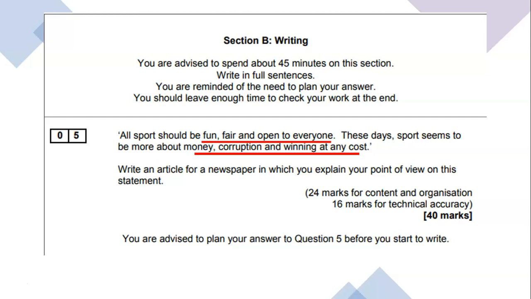This statement has a lot to use, almost too much I would say, and I'll explain what I mean in a moment. You have the idea of sport being fun, sport being fair, sport being accessible to all, the idea of money in sport, corruption in sport, and winning or cheating essentially at any cost. There's 6 different things to talk about there, and within those 6 things there's a lot to talk about within them. What does it mean by what sports are fun?